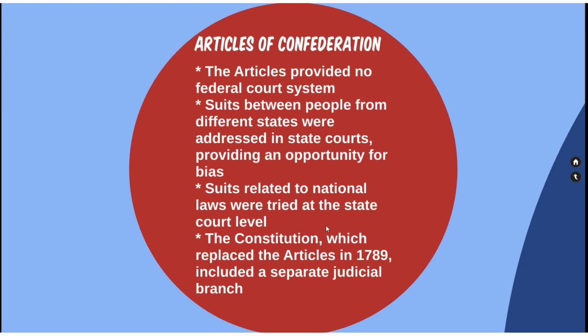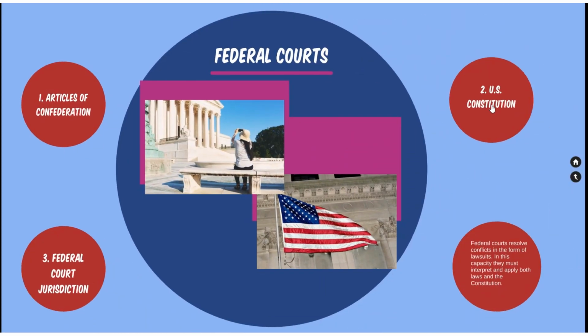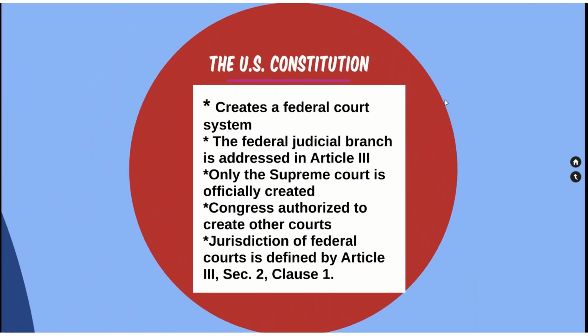So the Constitution, which was drafted in 1787 and then eventually ratified, replaced the Articles of Confederation. And when the early Americans, or 13 states, ratified the Constitution, they ratified the creation and the existence of a federal judicial branch. So the U.S. Constitution does create a federal court system, and in this module, we're working our way through this.